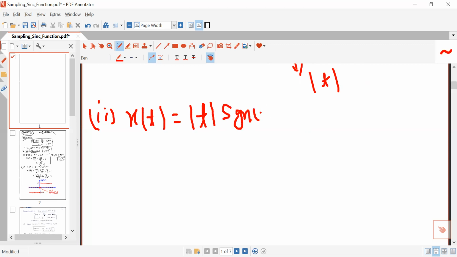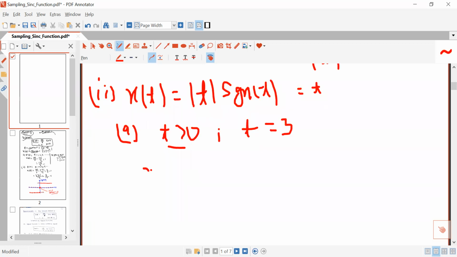This is another property of signum function. You will get mod of t signum t will be equal to t. And also by taking a simple example, you can justify this statement. Let us consider case 1 when t is greater than 0. You can take any value of t. For example, let us consider t is 3, which is greater than 0.